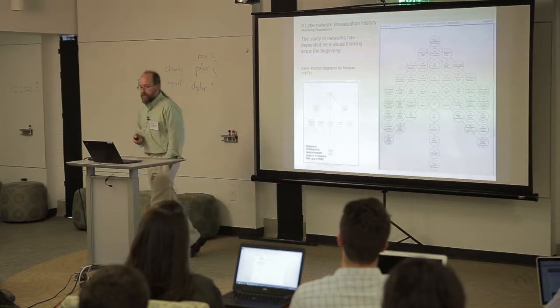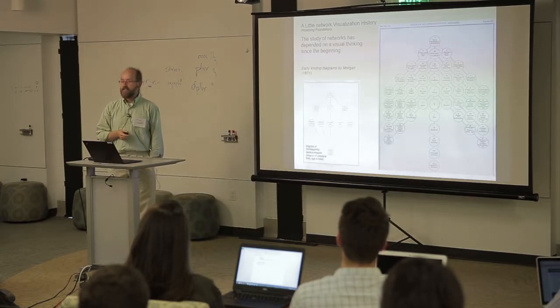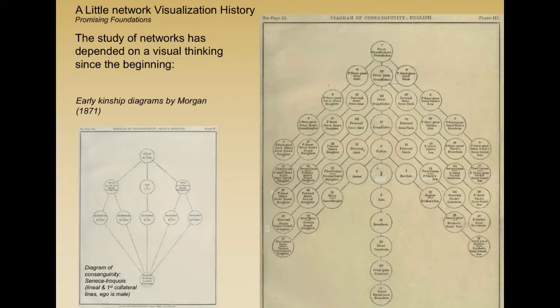The other abstraction you're probably familiar with from an original network idea is a kinship diagram. These are some early work done by Morgan to look at great-grandparents, grandparents, parents, and children, for example. And this is a classic study.